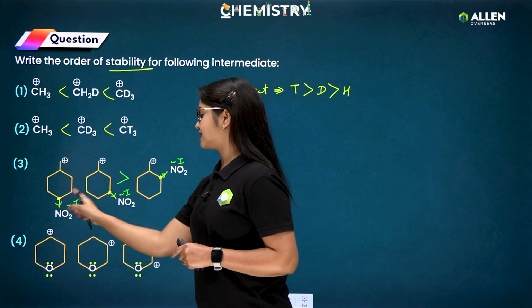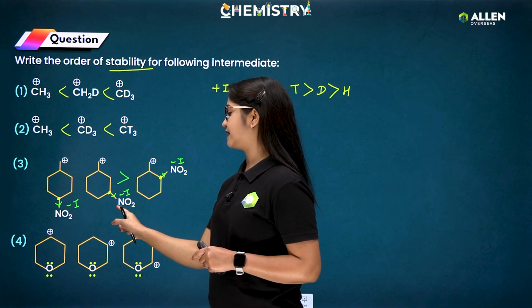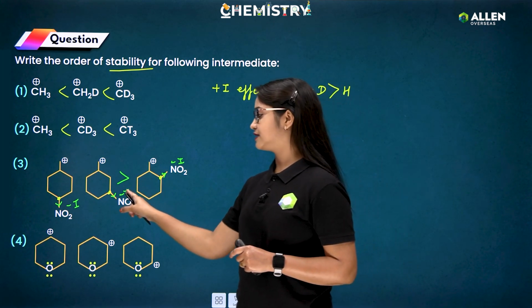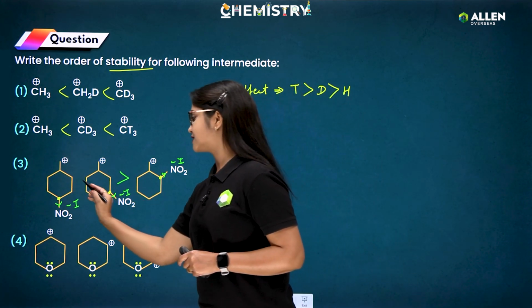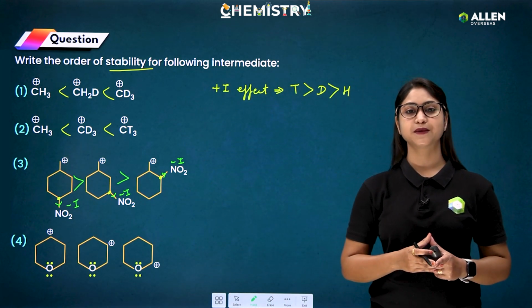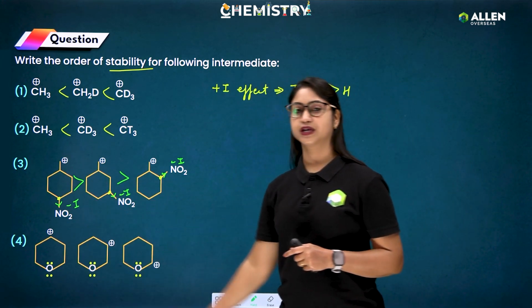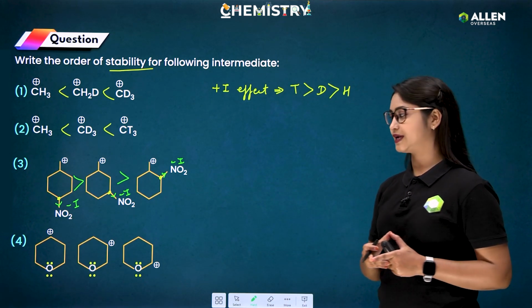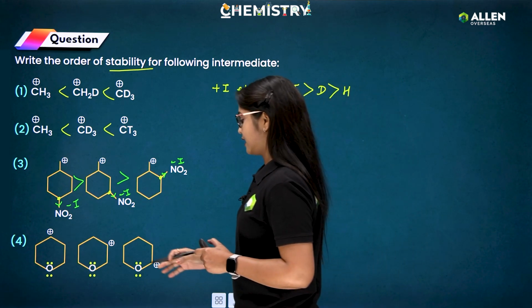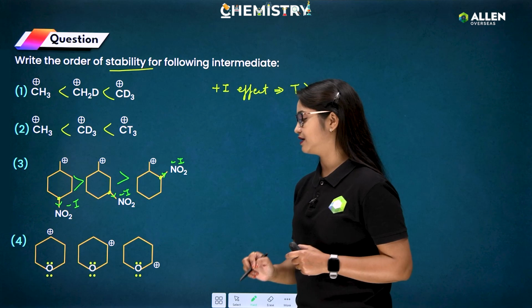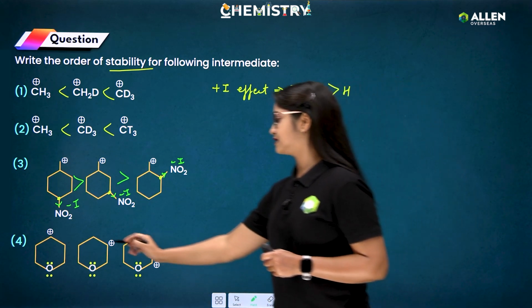As compared to the first and second, in the second, the nitro group is comparatively close to the carbocation, that means it is also less stable. So the first one will be most stable because the minus I effect is away from the carbocation. So we are going to get the decreasing order, right? Now let's see the fourth one. In the fourth one you have this heterocyclic ring, here you have oxygen and this is the carbocation.